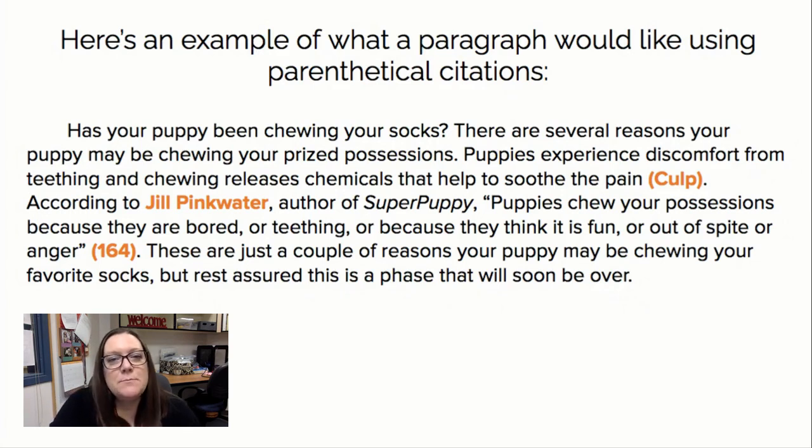So you can notice in this paragraph we used two separate pieces of evidence, information that we got from our sources. One was Culp. That doesn't give me very much information, right? If I'm the reader, I need to have that other citation on the works cited page in order to match that up and find the article that is by Culp, right? And then one by Jill Pinkwater. This time I gave more information saying it was the author of Super Puppy, even though that's not required. And then I did give the page number because that's a book.